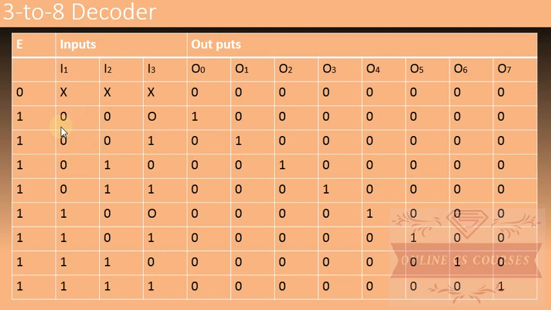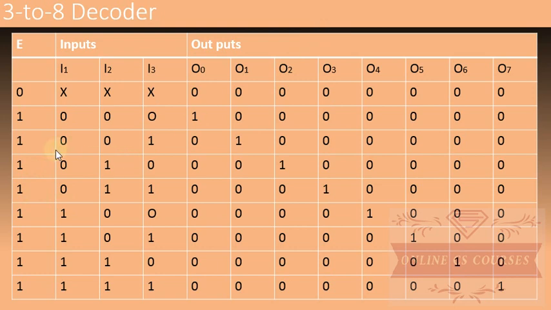So if we have 0 0 0 input, then O0 will be 1, O1 will be 0, O2 will be 0, all the remaining outputs will be 0. If we have input 0 0 and 1, 3 inputs जो है वो 0 0 1 combination में आए तो O0 will be 0, O1 will be 1, O2 will be 0, O3 will be 0, and all the remaining outputs will be 0.